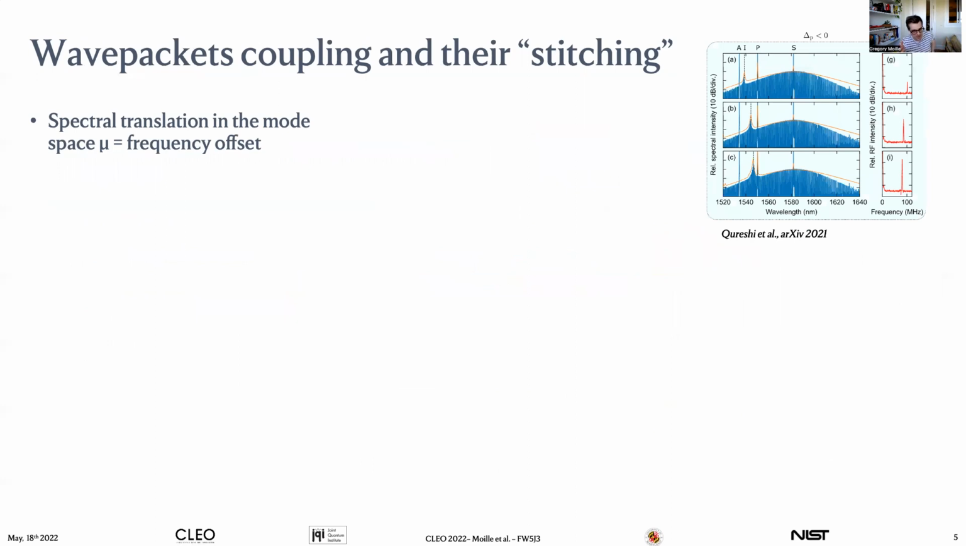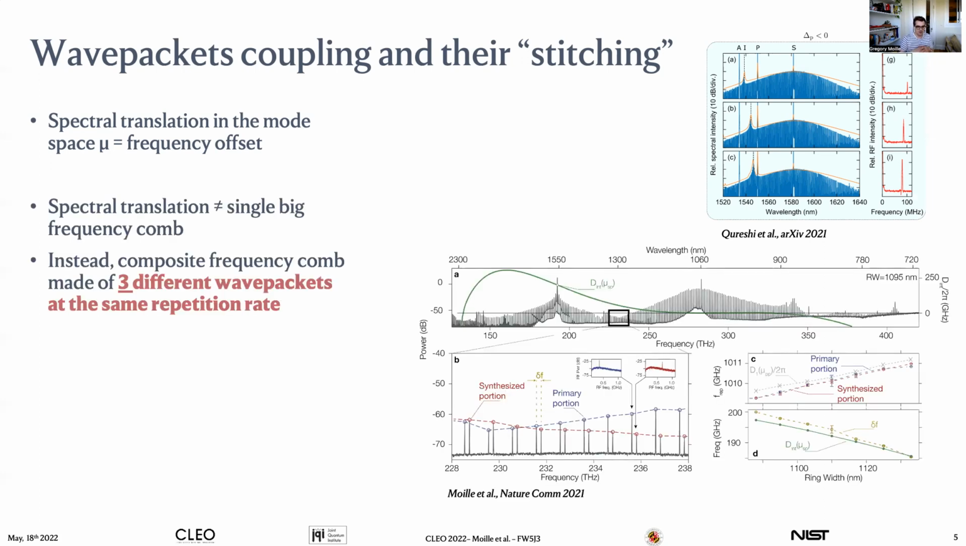But actually, what happened is, when you think about the spectral translation, that could be the single pass, like in this work by the Newton group, or spectral translation on both sides, you actually have frequency offset. That means you do not have a single big frequency comb, but instead you have different wave packets that are frequency offset, with a phase shift between each of them. And we've shown that in our previous work, where we have 3 wave packets.